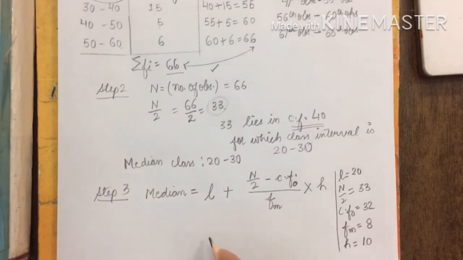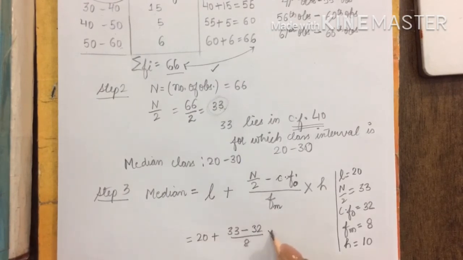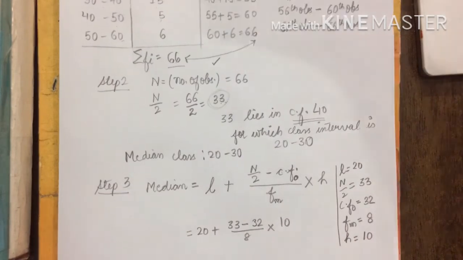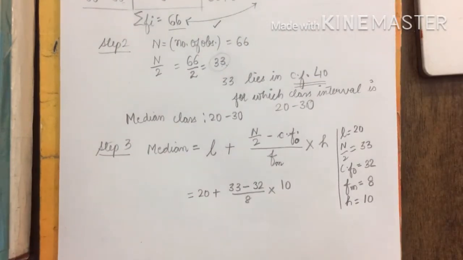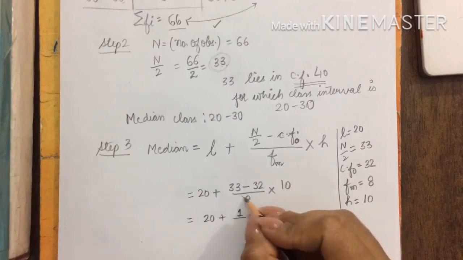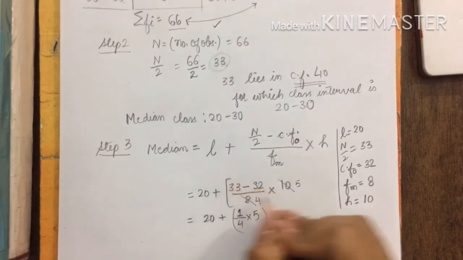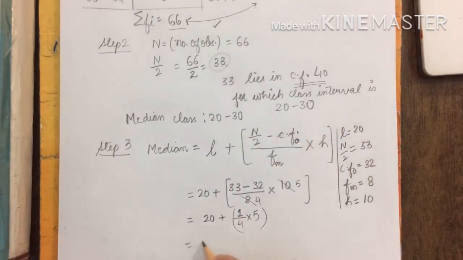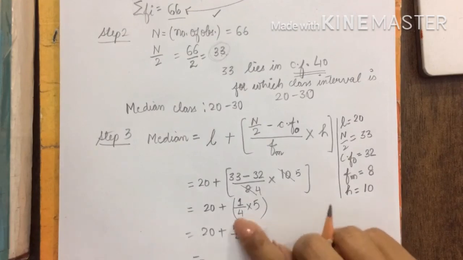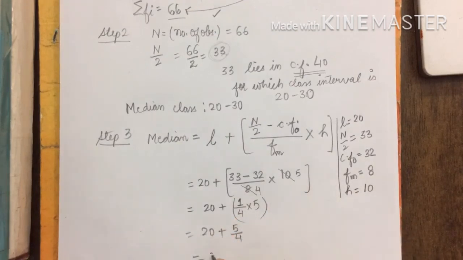Now let us evaluate. I have got 20 plus (33 minus 32) over 8, into 10. Now this is all simplification. This becomes 20 plus 1 over 8 into 10, which I can simplify to 1 by 4 into 5. Simplifying this portion first, 20 plus 5 by 4. You could take LCM and then evaluate, or you can evaluate the value of this fraction and then add with 20. This is what I'm going to do here. 5 divided by 4 is 1.25, so this becomes 21.25.